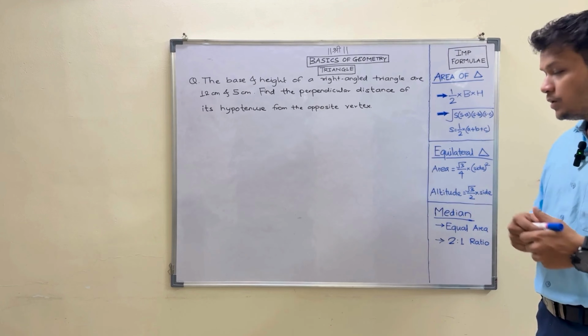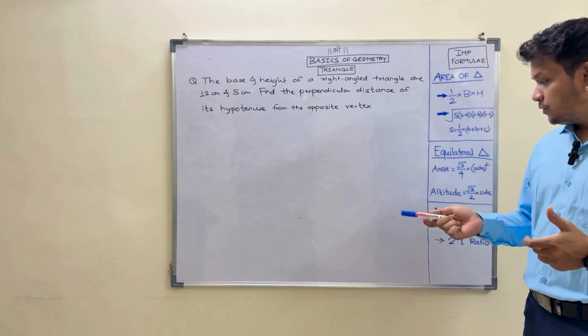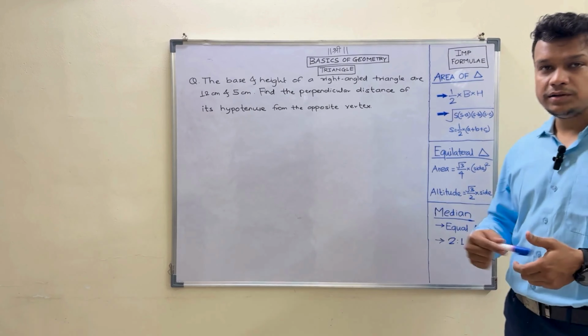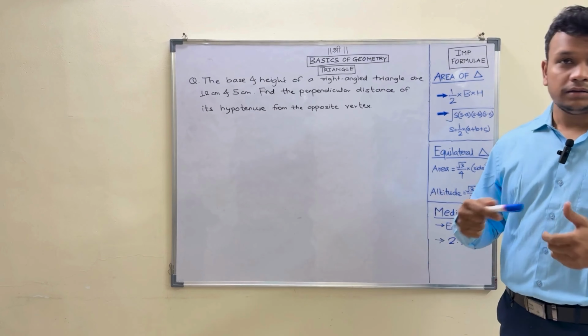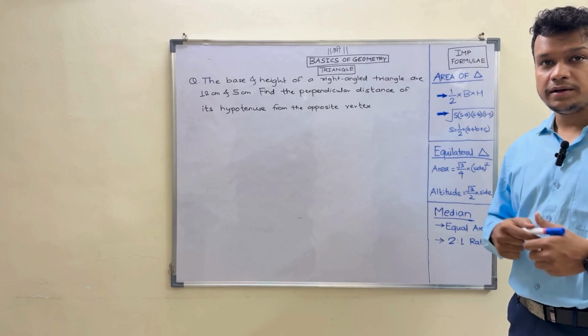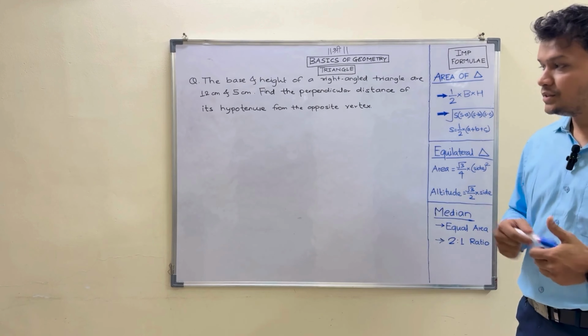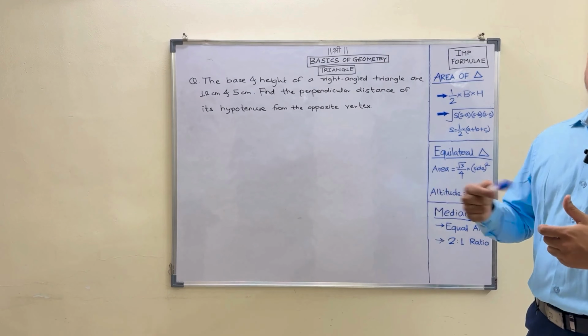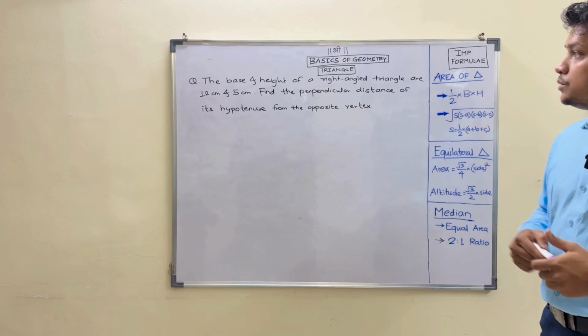We also saw one of the important attributes, which is the median, and a few of the properties of the median. Like, a median always divides a triangle into equal areas, and the intersection of the different medians of a triangle we call a centroid, and the centroid always divides the medians in the ratio 2:1. So let's move to the question.